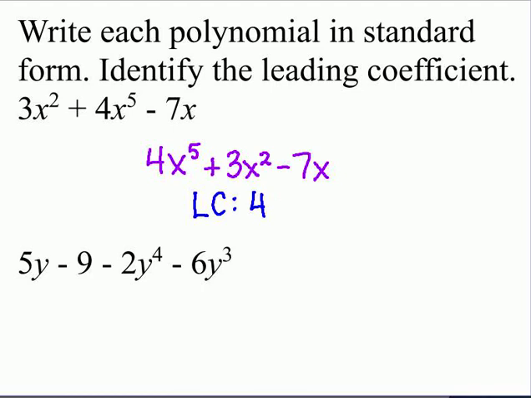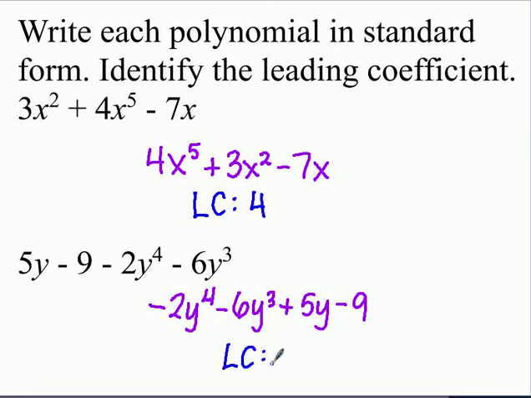Okay. Let's look at the next one. 5y minus 9 minus 2y to the 4th minus 6y cubed. So now we need to write this in order. So what's your highest power going to be? Negative 2y to the 4th. What will come next? Negative 6y cubed. What will come next? Plus 5y. And what will come next? Minus 9. So now I need to go ahead and identify my leading coefficient, which is? Negative 2. See? Doesn't take very long on those.